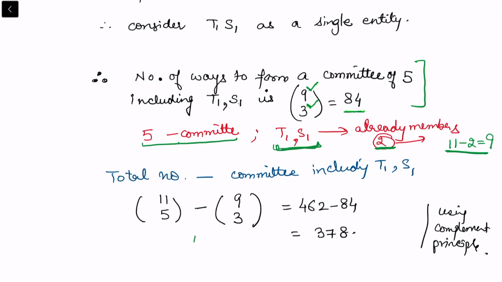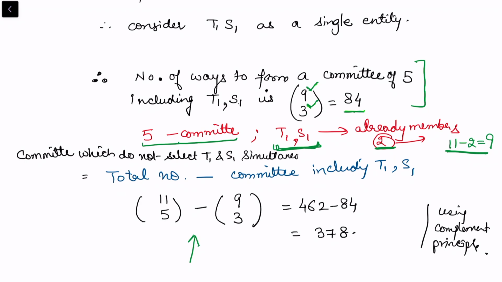Now we subtracted this from the total because we wanted the committees which do not select T1 and S1 simultaneously. So we can say they are not simultaneously members. So that is the answer, 378, for the last part.